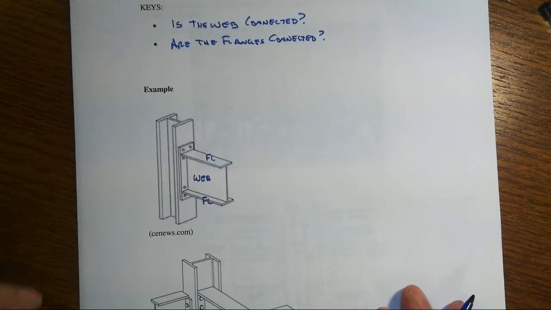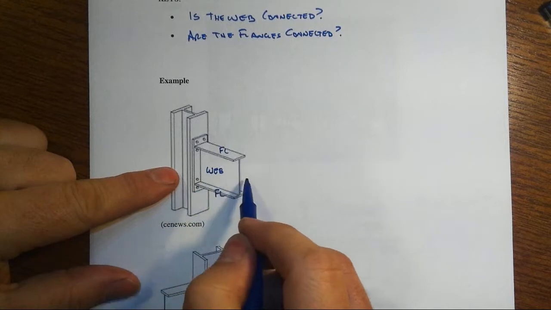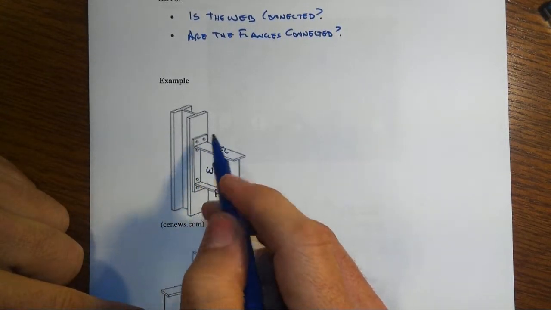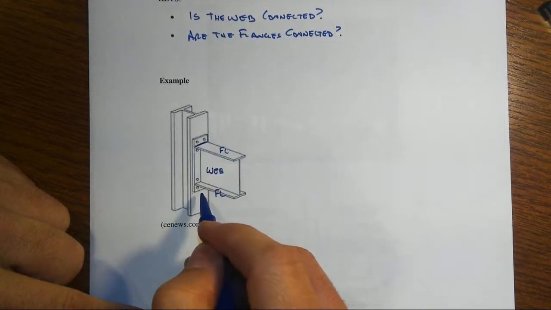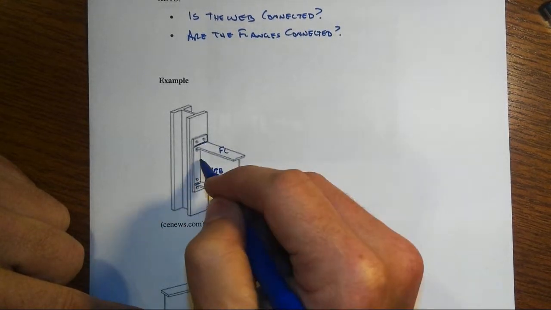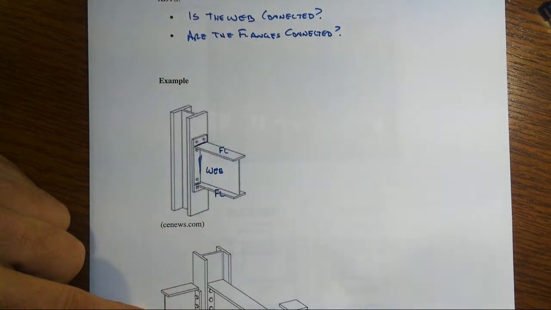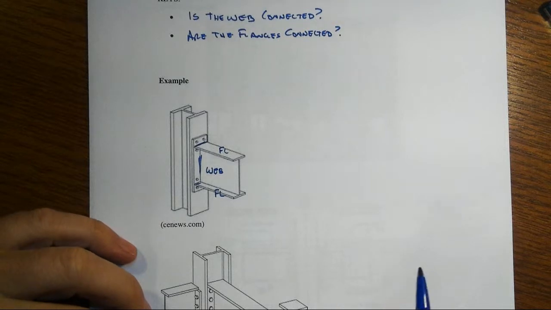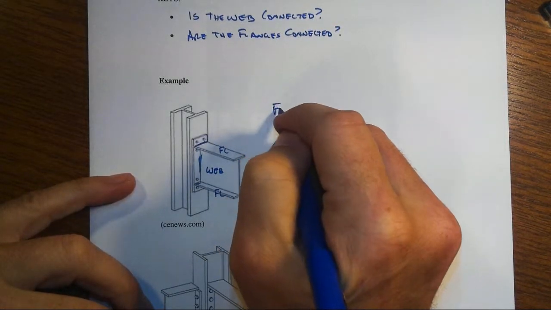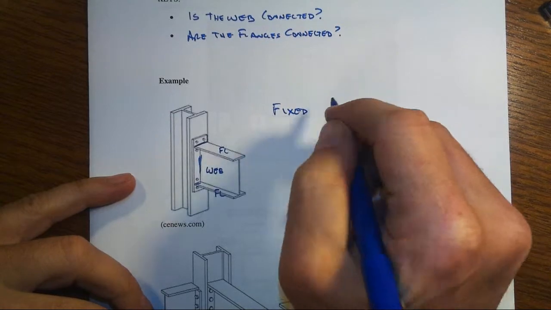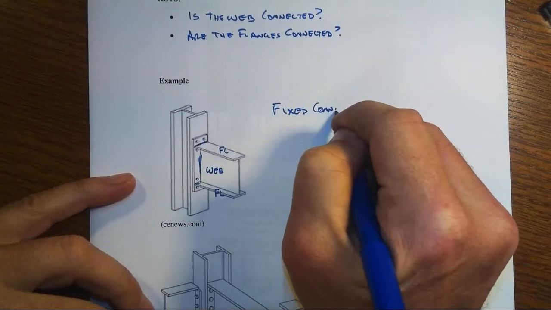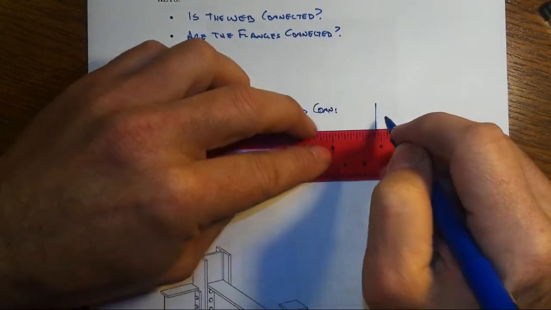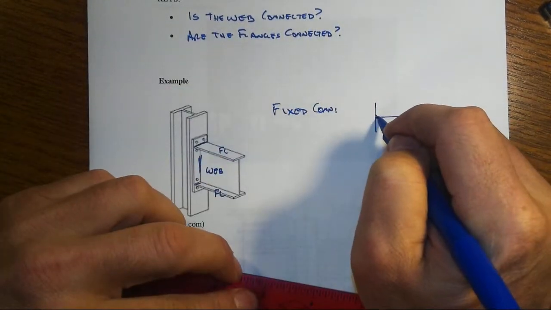Now, in this particular one, we've got a beam framing into a column, and we have an end plate, and that end plate is fully welded up here, fully welded down below, and it's fully connected along the web itself. All of them are connected. Right? This is going to be an example of a fixed connection.